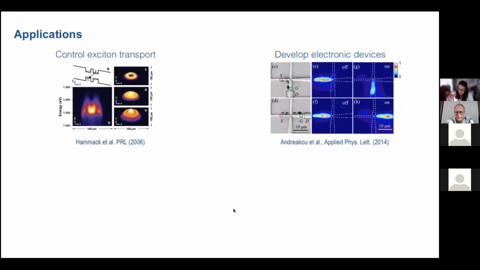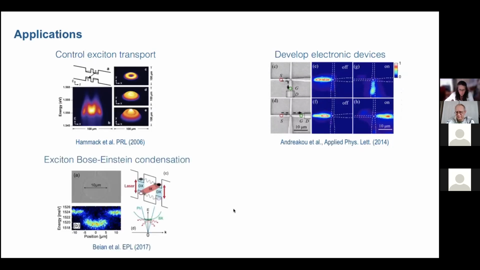Now, because these states are long-lived, one can reach thermal equilibrium and study the collective properties of quantum matter. In particular, there has been a signature of Bose-Einstein condensation in an excitonic gas.